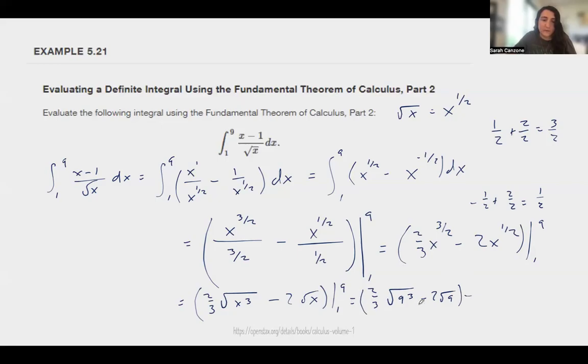What happens when we plug in the lower bound? Well, let's plug it in. Quantity, 2/3 times the square root of 1 cubed minus 2 times the square root of 1. Let's simplify this. First of all, I'm going to pull this off to the side. We can simplify this by hand.